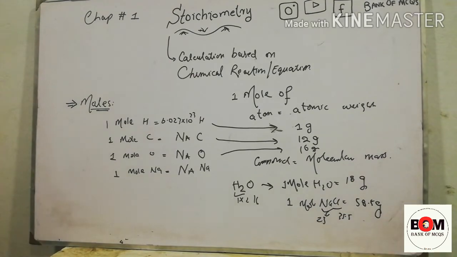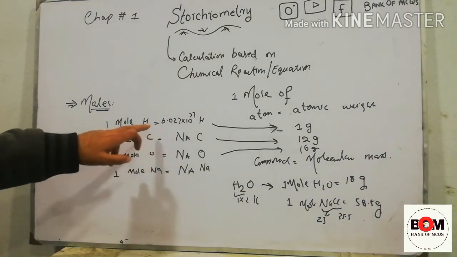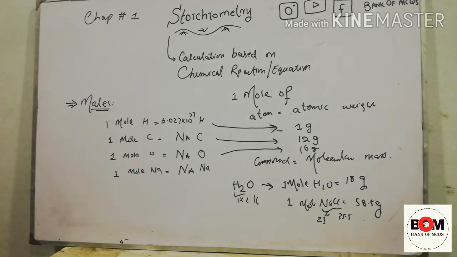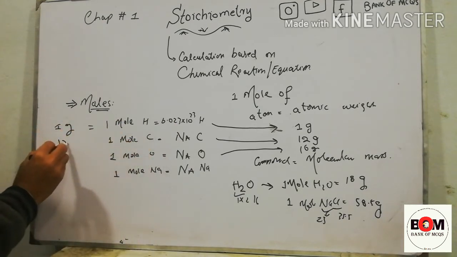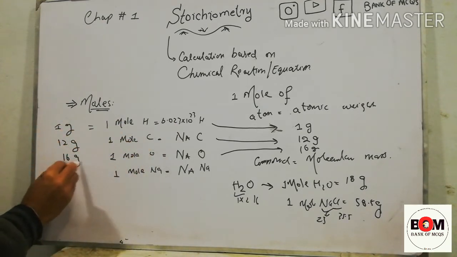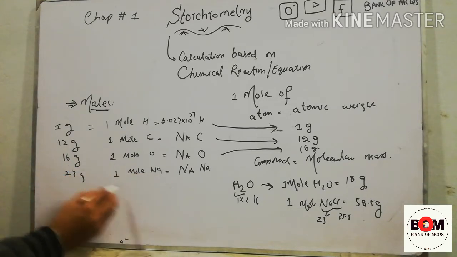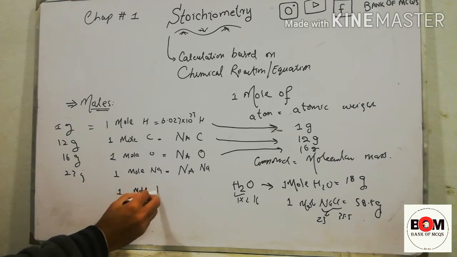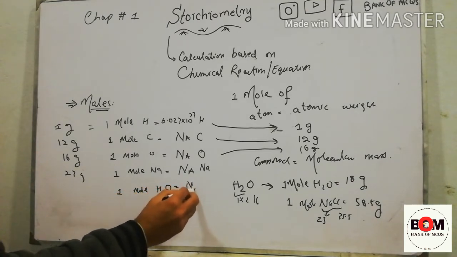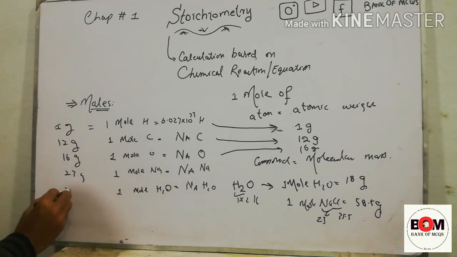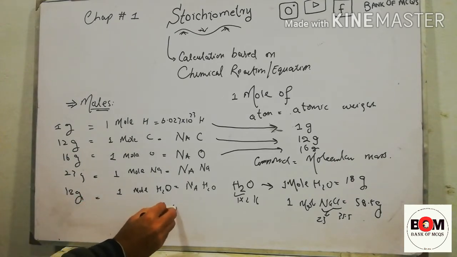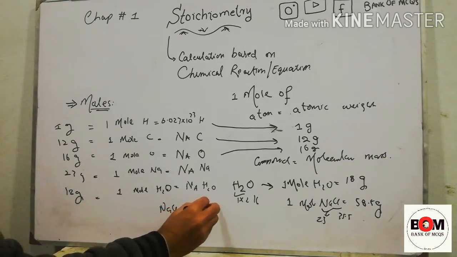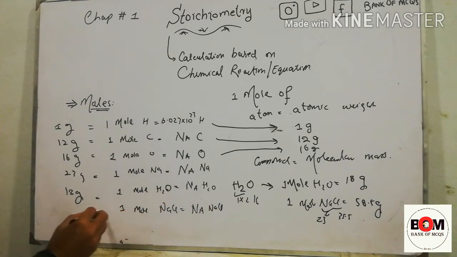So 1 mole of any substance has the same number of particles, but the actual mass is different. To write again: 1 mole of hydrogen weighs 1 gram, 1 mole of carbon weighs 12 gram, 1 mole of oxygen weighs 16 gram, 1 mole of Na weighs 23 gram, and 1 mole of H2O, which has Na molecules of H2O, has a weight equal to 18 gram. Likewise, 1 mole of NaCl, Na molecules of NaCl, has a weight of 58.5 gram.